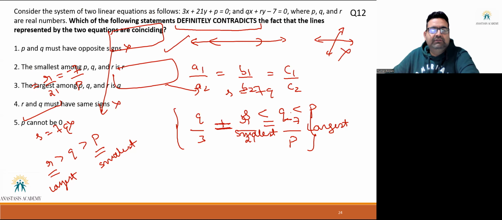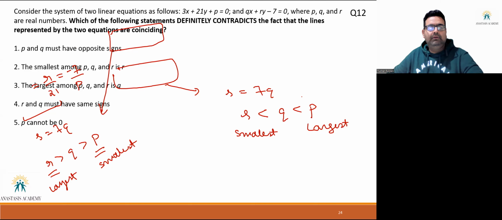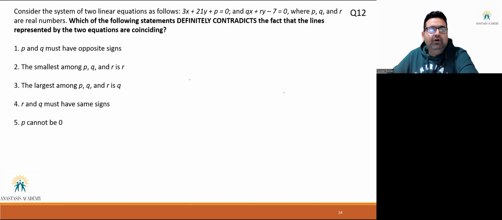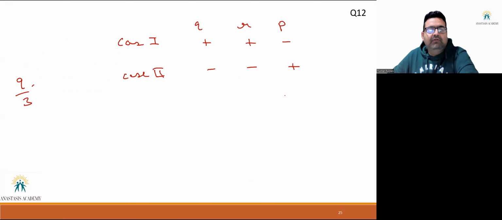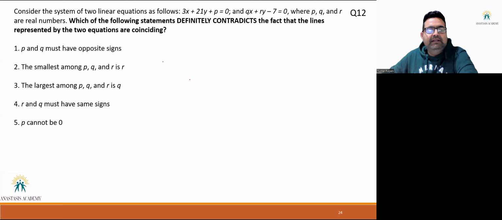Now look at the options. Let's look at the options. So what we arrived at in this question was that either R is smallest or P. In one scenario, we were getting R smallest, P largest. In the other, we were getting R largest, P smallest. So here, smallest being R is possible. These three we had already eliminated. Smallest of these three becoming R is also possible. There is no contradiction. But the largest being Q never happens.